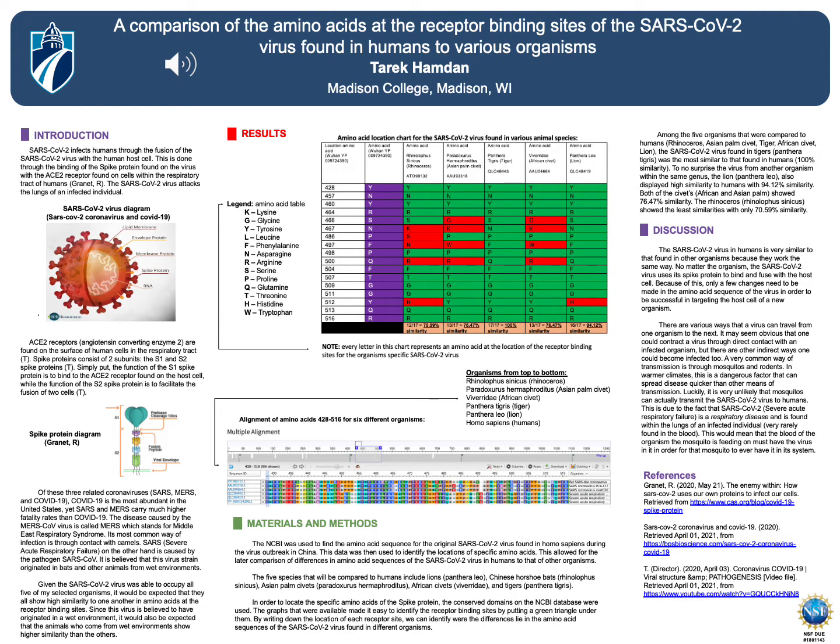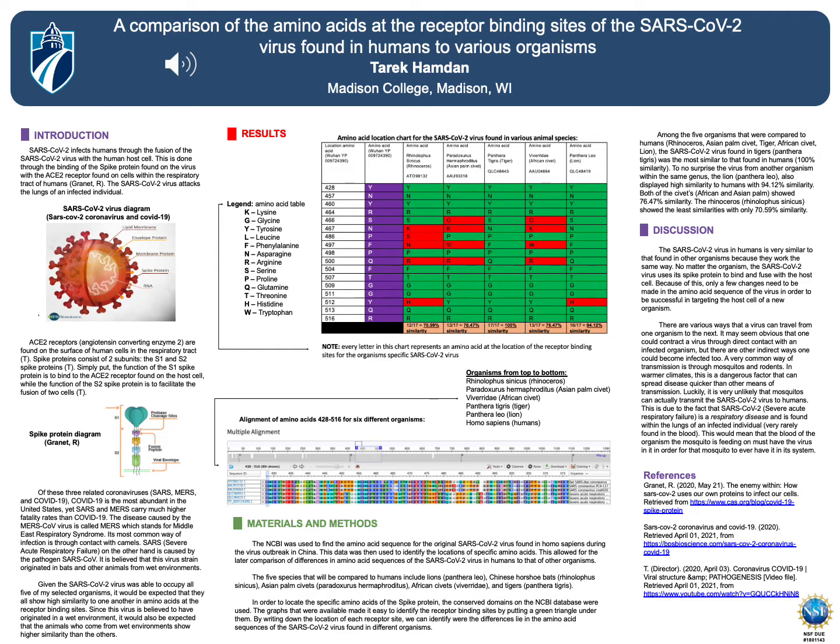After collecting data on the location as well as the types of amino acids present in the 6 different viruses, I created a table to visualize where the differences lie. Among the 5 organisms that were compared to humans, the SARS-CoV-2 virus found in tigers was the most similar to that found in humans, with 100% similarity.